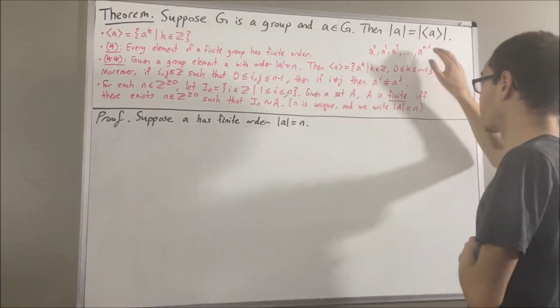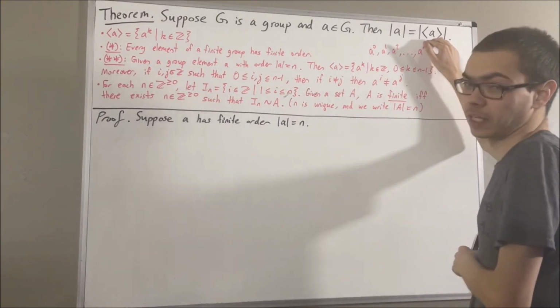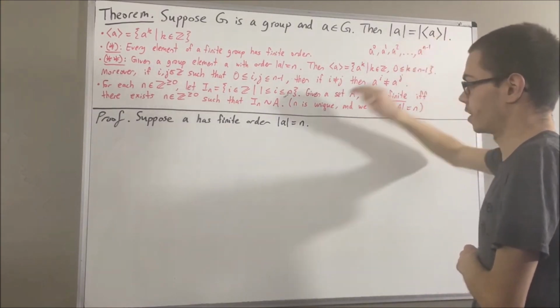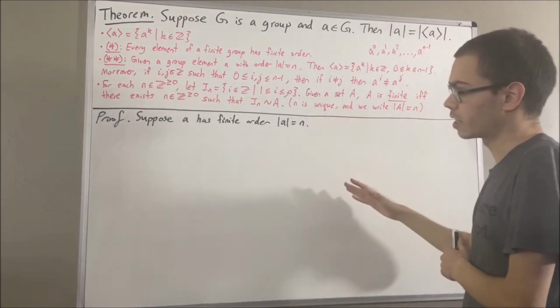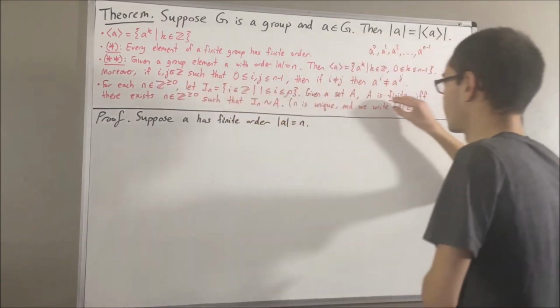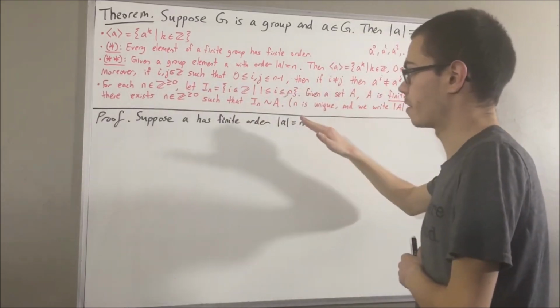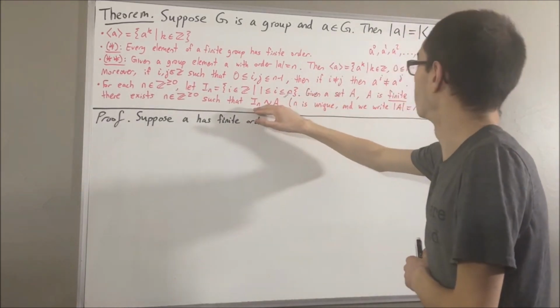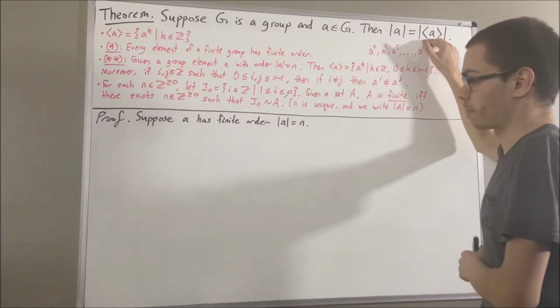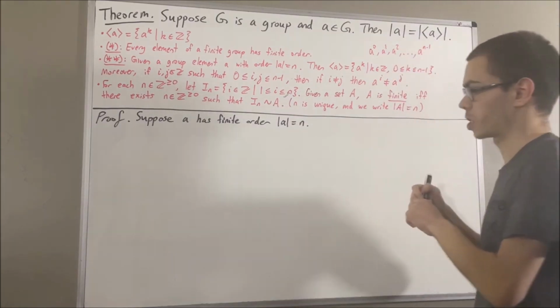From here, we want to show that the group generated by A also has finite order, and we want to show that its order is equal to n. To do that, we are going to apply the definition of a finite set. So we want to find a bijection from I_n to the group generated by A. And we consider the following function.